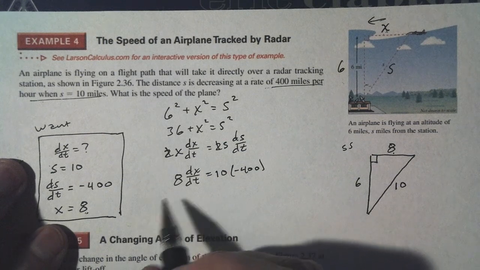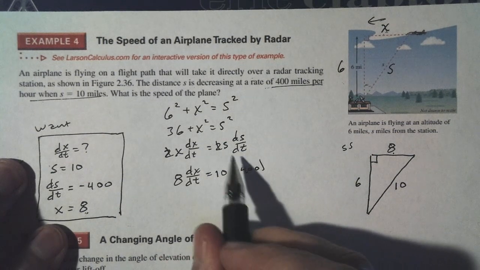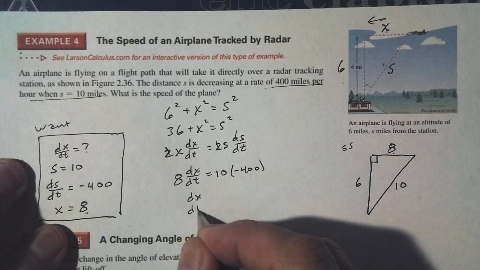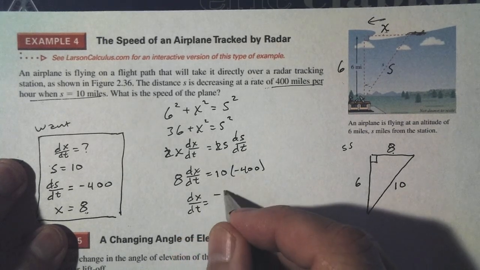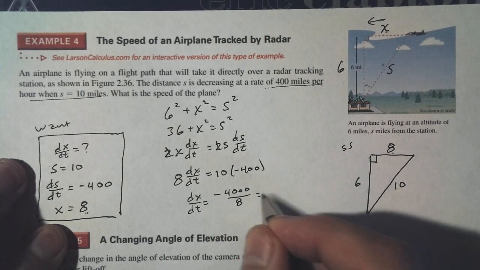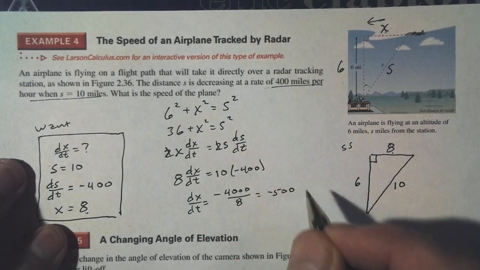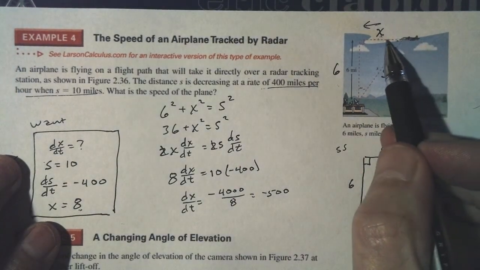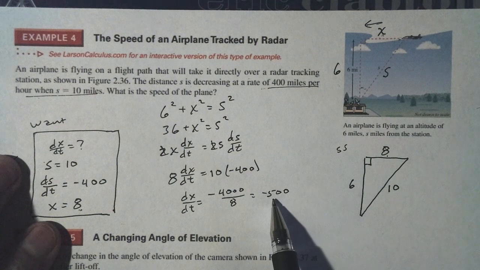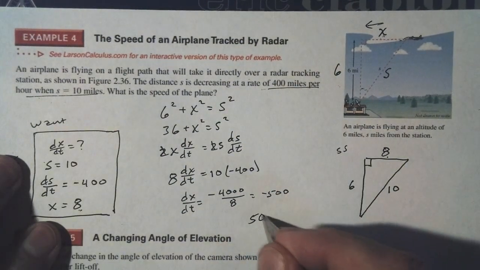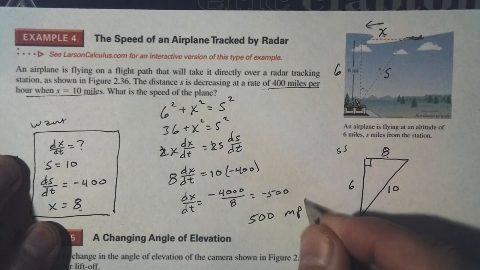So that is dx dt equals negative 4,000 divided by 8, or negative 500. Now it asks for the speed of the plane. X is getting smaller and smaller at a rate of 500 miles per hour. Therefore, the speed of the plane is 500 miles per hour.